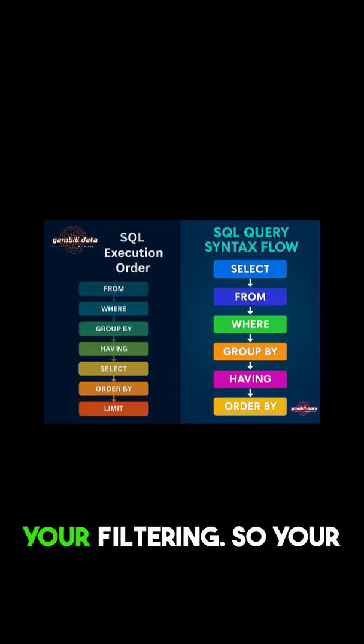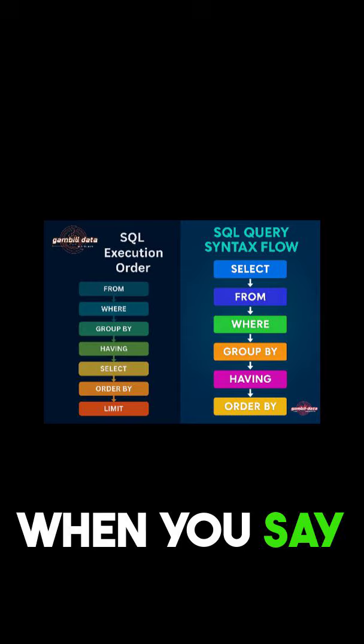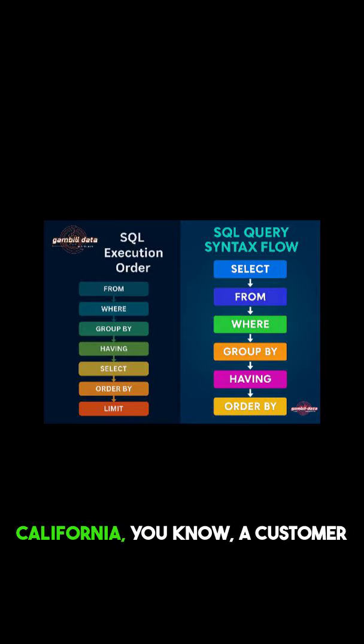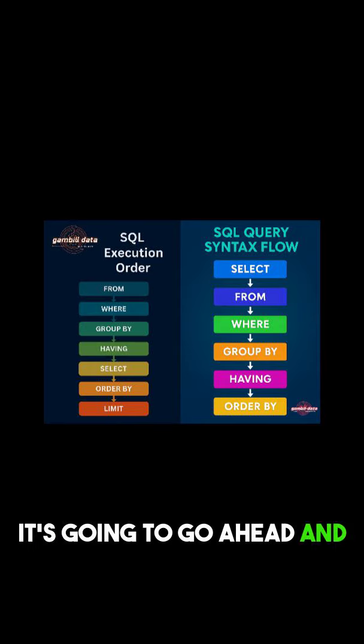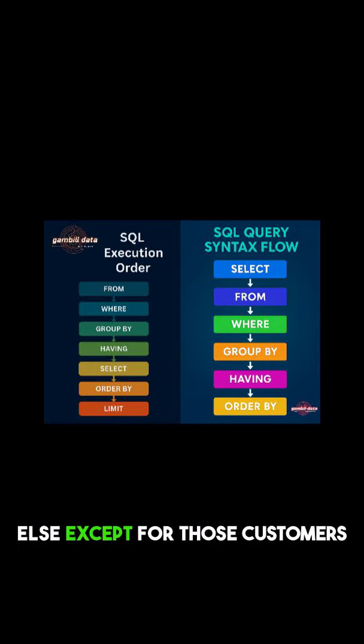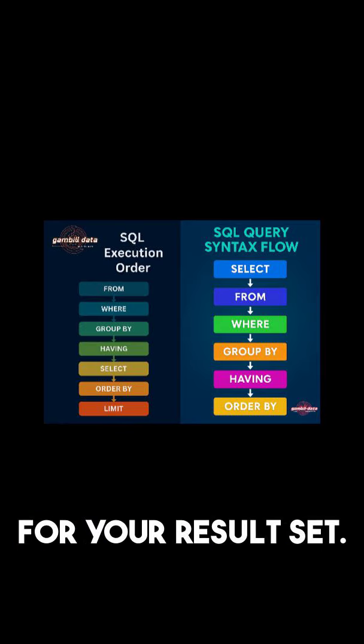Next, it's going to do your filtering, so your where statement. So when you say where customer state equals California, then it's going to go ahead and exclude everybody else except for those customers that are in California for your result set.